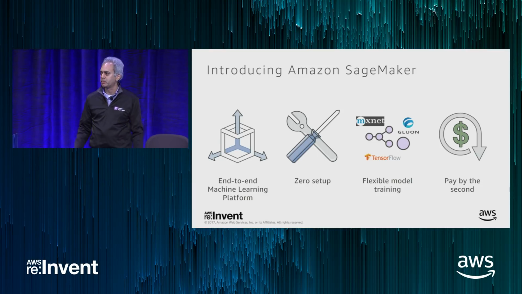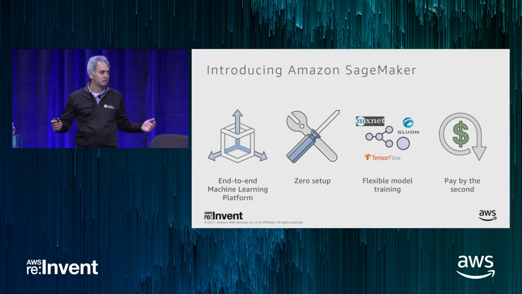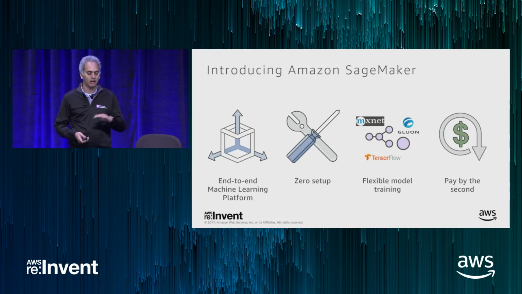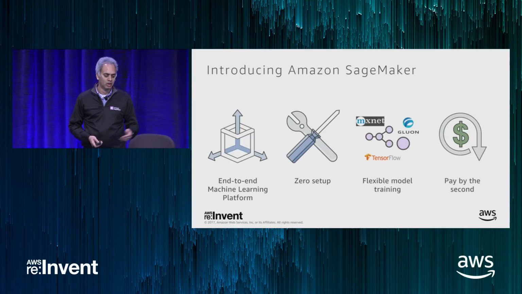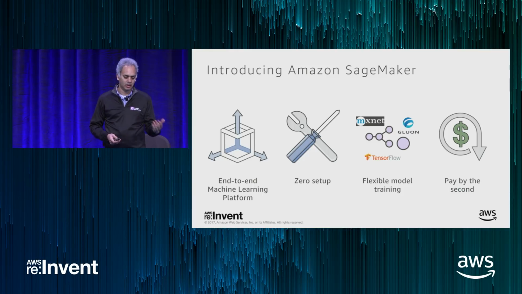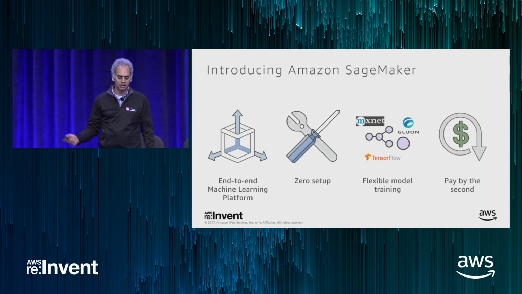And of course, last but not least, you want pay as you go. You don't want to pay for things that you're not using. You want to pay for it when you're using it and not when you're not. So we're providing pay by the second in machine learning.